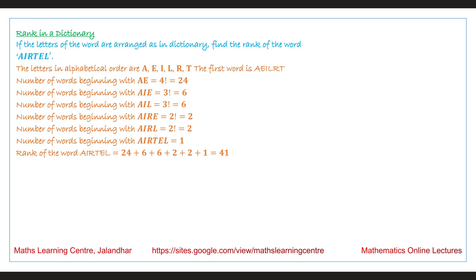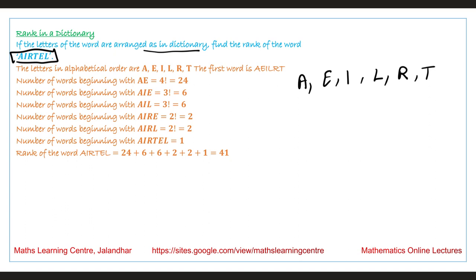Next is the rank in the dictionary. The next topic we have is the ranking in the dictionary. So the first question we have is, if the letters of the word are arranged in a dictionary, find the rank of the word airtime. So if we arrange these letters in dictionary order, the first letter will be A, then the letters with E, then with I, then with L, then with R, then with T.